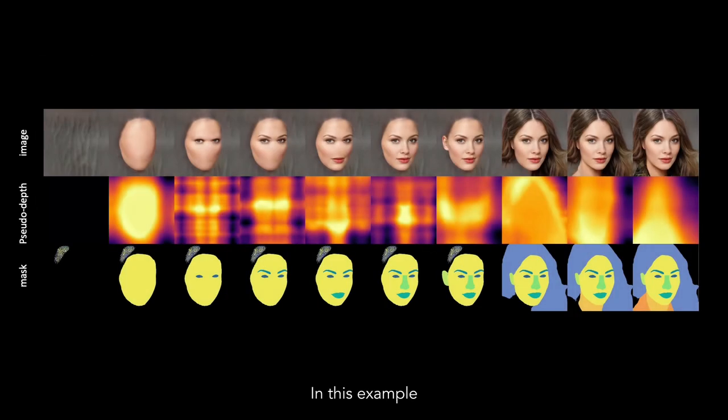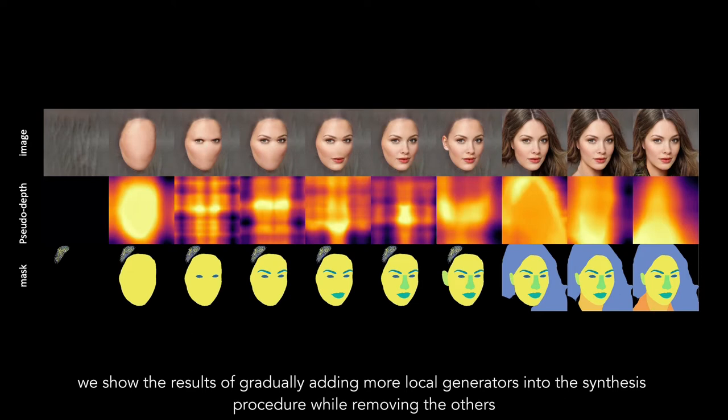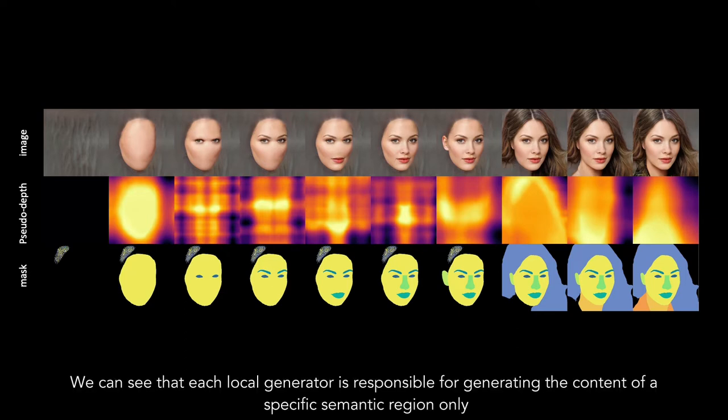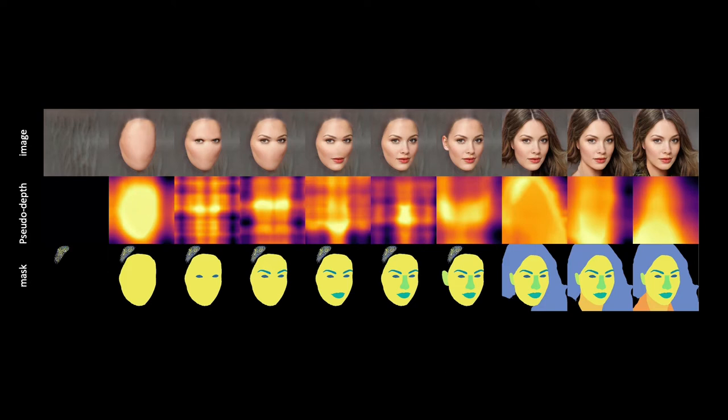In this example, we show the results of gradually adding more local generators into the synthesis procedure while removing the others. We can see that each local generator is responsible for generating the content of a specific semantic region only.